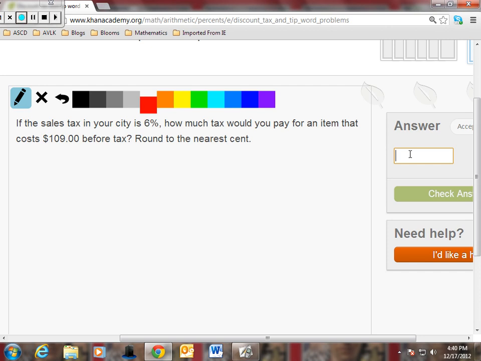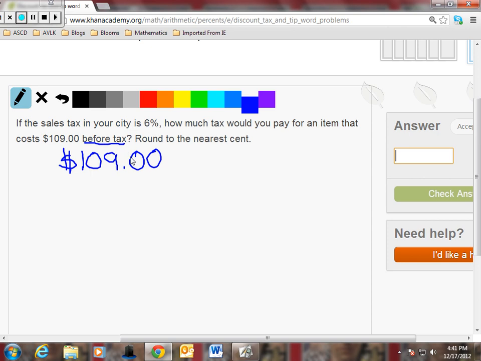Okay, so let's see here. What could cost me $109 that I could possibly be buying? Something from Best Buy, some kind of electronic device. I actually want to get a slate like I use in class. I want to get one for home. So I'm buying a slate, and the slate is going to cost me $109.